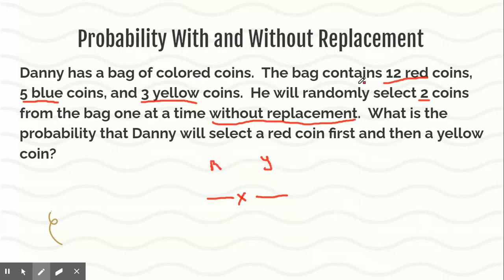So let's look at this. It contains 12 red coins, 5 blue coins, and 3 yellow coins. So let's add it. 12 plus 5 is 17. 17 plus 3 is 20. So if it's without replacement, this 20, we're going to subtract 1 and make it 19. And then I want to do red. There's 12 red, so I'm going to put 12 here. And then I'm going to do yellow, and there's 3 yellow there. And then we're going to multiply. 12 times 3 is 36. And then we're going to do 20 times 19.